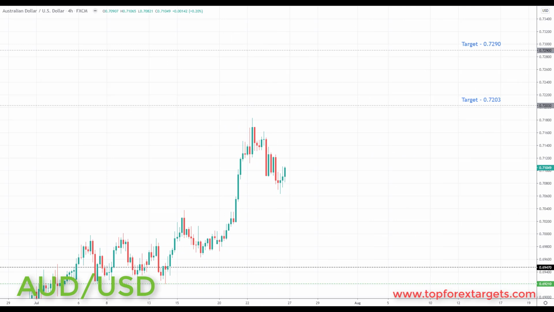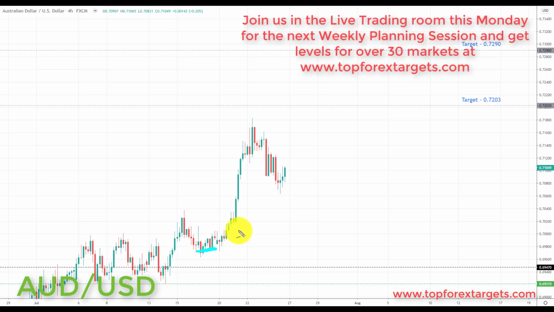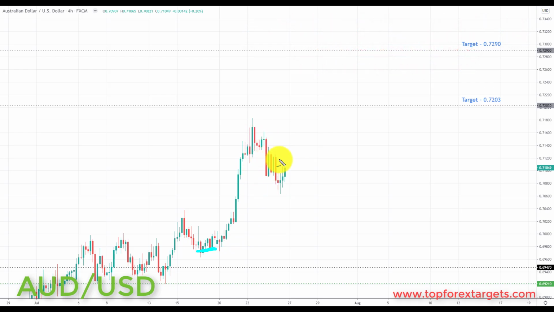So the next market we're going to look at is Aussie dollar. Now, last week we were looking for further advances to the upside in this market. We started the week here and we were looking for a rally into the targets of the 0.7062 and the 0.7132. And we did actually take out both targets to the upside, and we started to pull back towards the end of the week, which was nice.